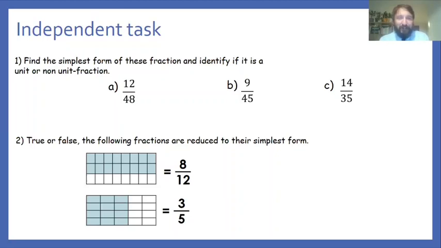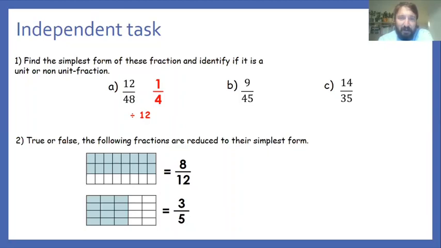Find the simplest form of these fractions and identify if it is a unit or a non-unit fraction. So remember what we did. With the 12 and 48, we would have found the common factors and the highest common factor between both those numbers, which is 12. Then we would have divided both numerator and denominator down to give us the simplest form, which would be 1/4. Hope you got that. If not, don't worry, there are 2 more chances.